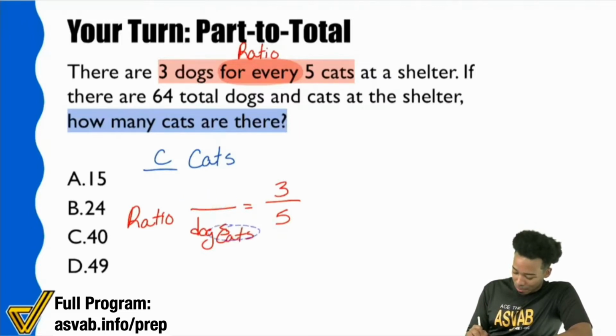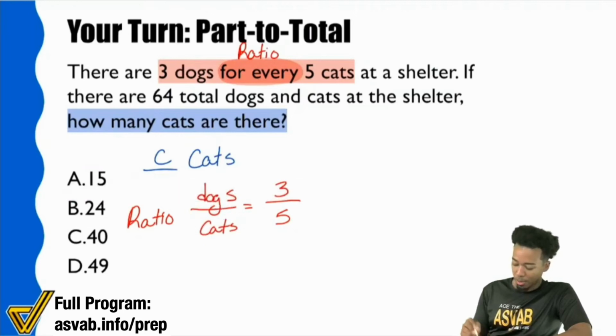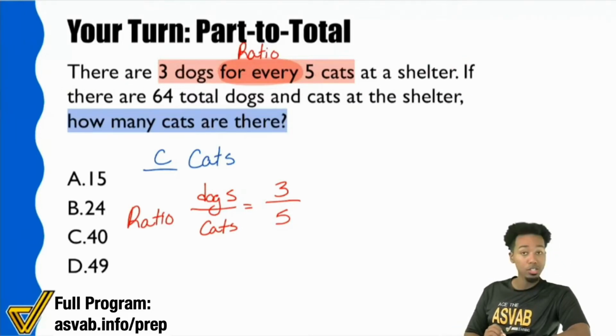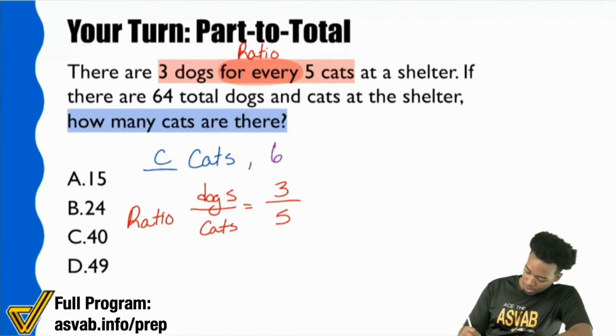So with that, we're going to make sure that we write it the right way. The dog should be up top. The cat should be on bottom. Now it's written in the right way. Now, beyond that, what else do we have? It says, hey, if there are 64 total dogs and cats at the shelter, okay, I'm going to write that over here. 64 total dogs and cats.